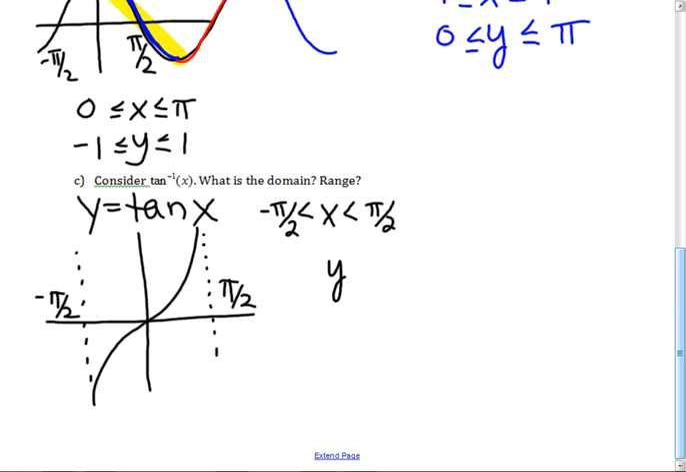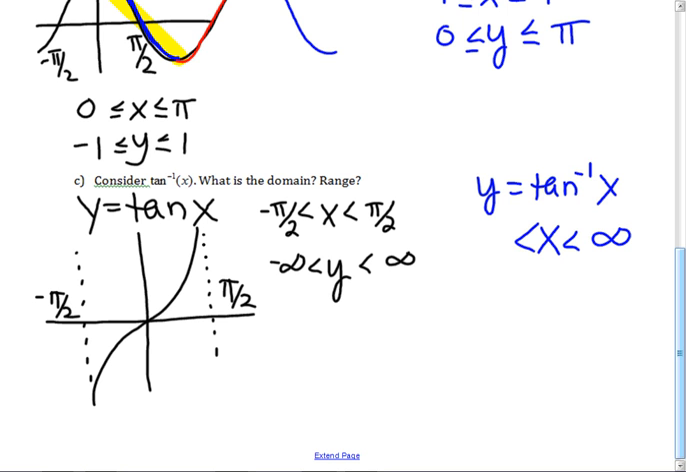And what's true about the y values? Yeah, it's anything, right? So then when I go to the inverse tangent function, what happens to your domain and range then? They switch. So x is going to be anything between infinity and -infinity. And the y's are going to be between pi/2 and -pi/2. And I think that might be the easiest way to remember domain and range.